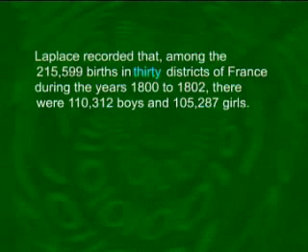As you now see on the screen, Laplace recorded that among the 2,15,599 births in 30 districts of France during the years 1800 to 1802, there were 1,10,312 boys and 1,05,287 girls.